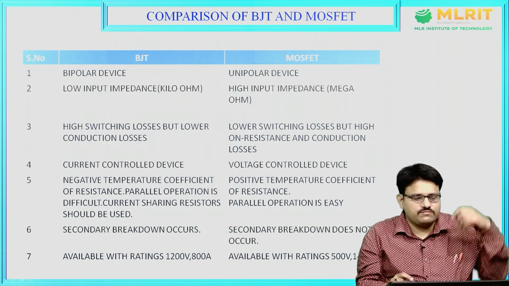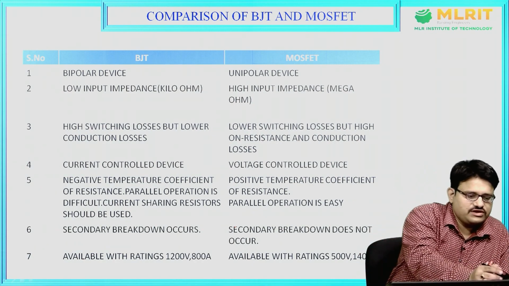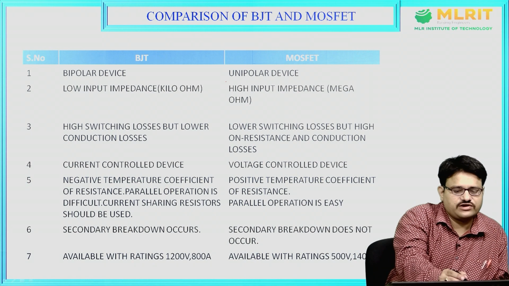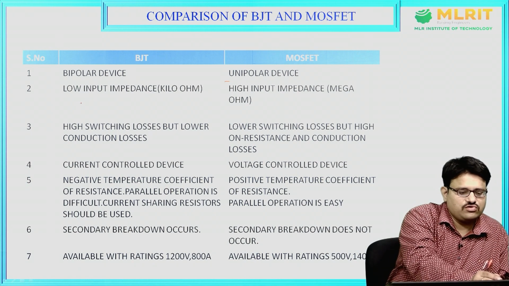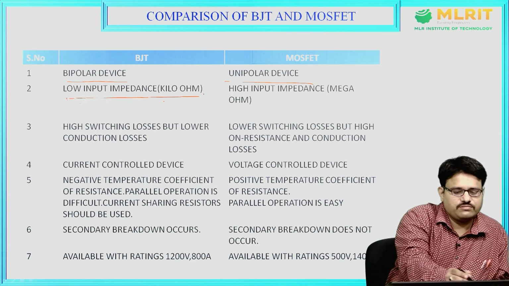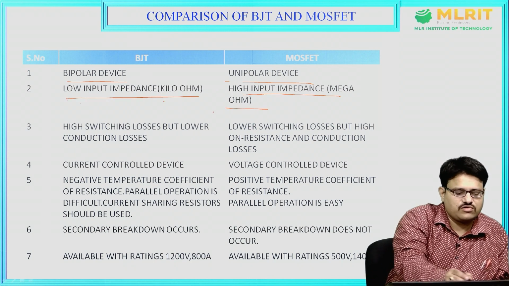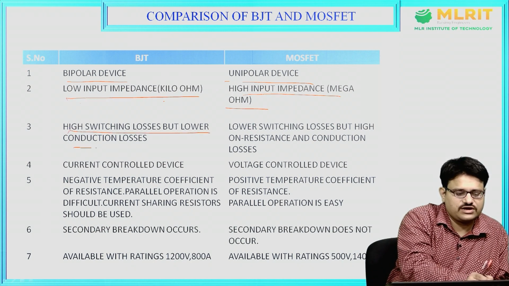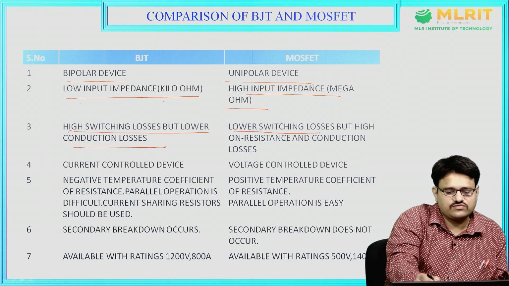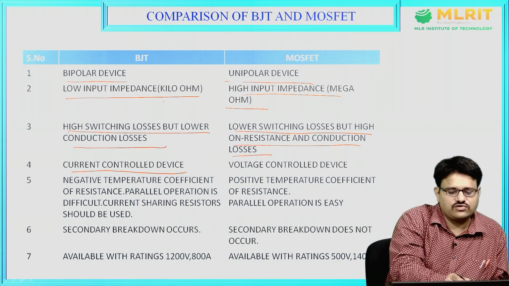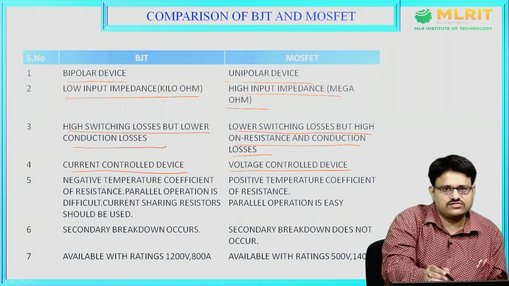So, comparison of BJT and MOSFET. BJT is a bipolar device and MOSFET is a unipolar device. BJT has low input impedance, and MOSFET has high input impedance, in megaohms. BJT has high switching losses but lower conduction losses, and MOSFET has lower switching losses but high on resistance and conduction losses. BJT is a current control device, and MOSFET is a voltage control device.